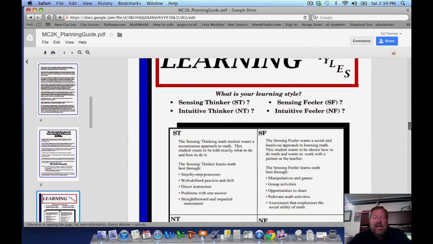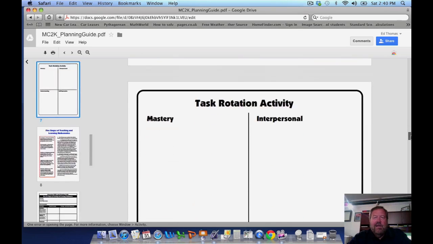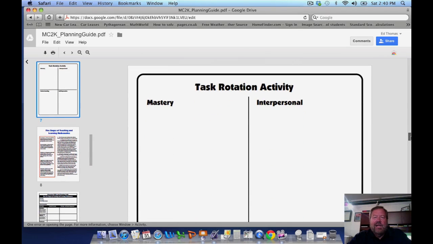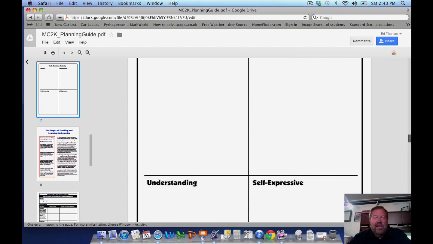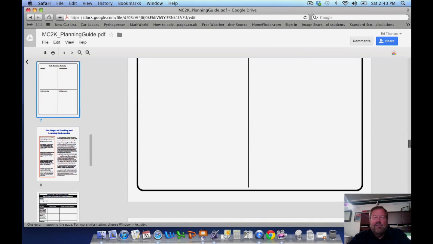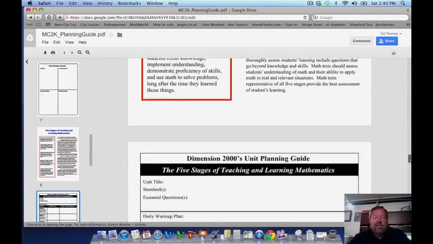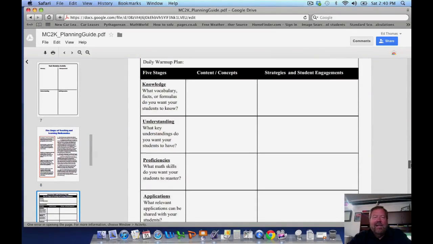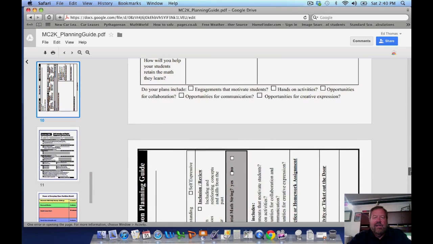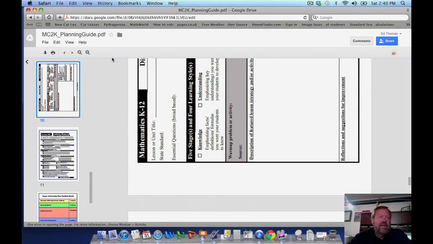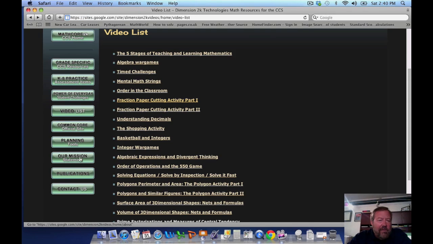We have the learning styles explanation here. We have a blank task rotation activity visual organizer that you can use to have students do tasks associated with learning styles. We have our 5 stages of teaching and learning mathematics, and then a planning guide that follows the 5 stages of teaching and learning, and a lot more. So you get a lot of nice planning tools on the website as well. And moving right down, we have our mission statement and our publications. I'm going to click on publications.